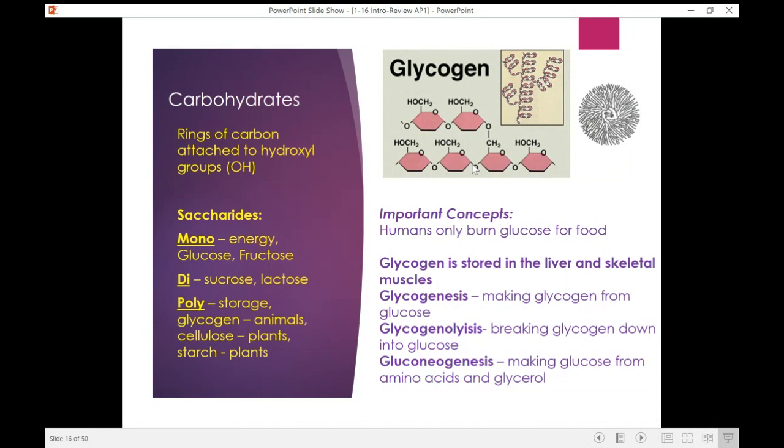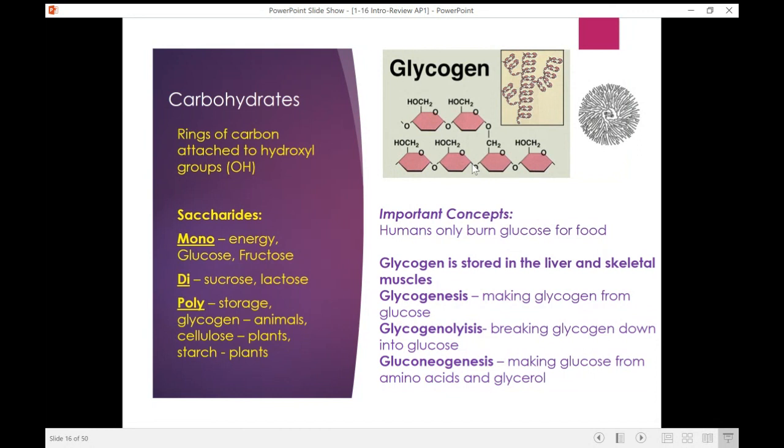So some important concepts here is that humans are only going to burn glucose for food. That was a fact. Now it's maybe not a fact. And so we're not quite sure if that's truly the case, but we tend to burn glucose. In an ideal situation, we would love to use glucose, but our body can actually burn other things.